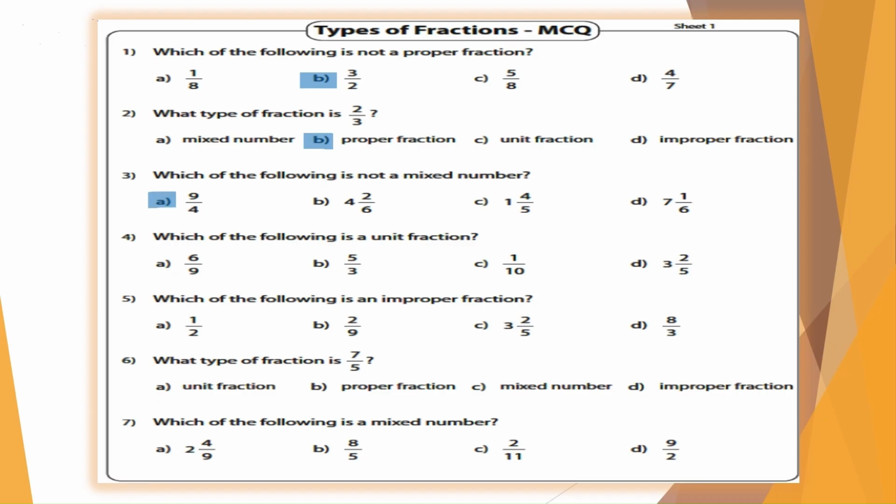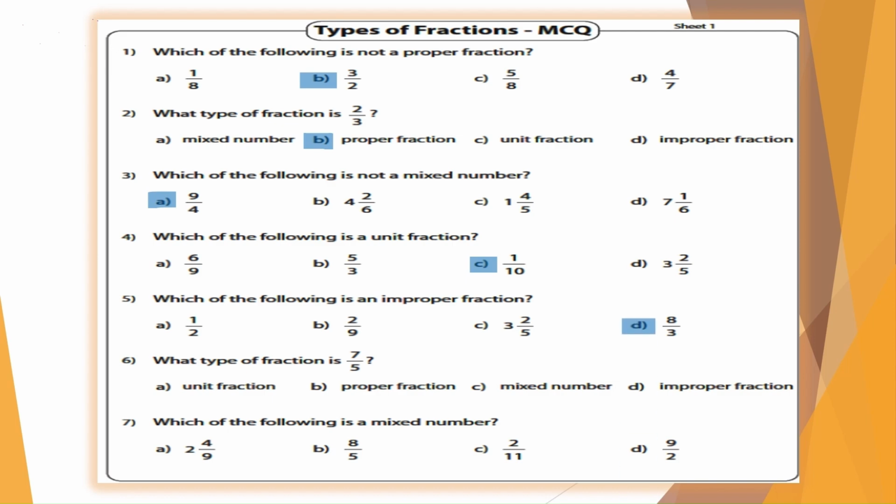Fourth question is which of the following is a unit fraction? The unit fraction has numerator always 1. So here we can see C is the option. Fifth one is which of the following is an improper fraction? Where numerator is bigger than the denominator. So D will be the answer.